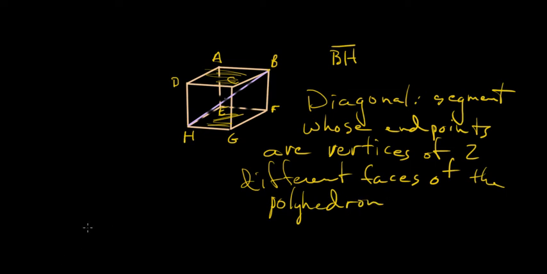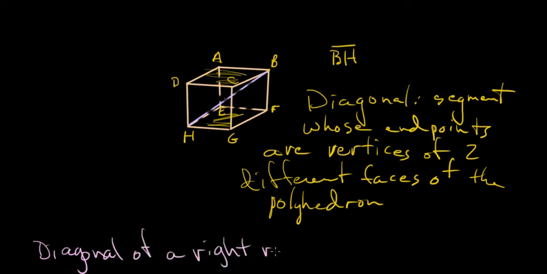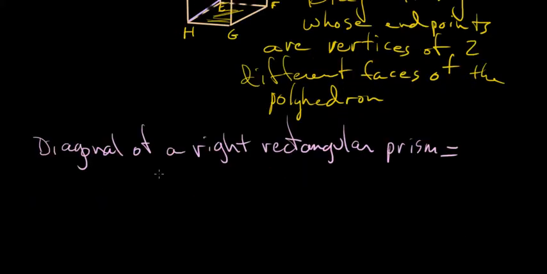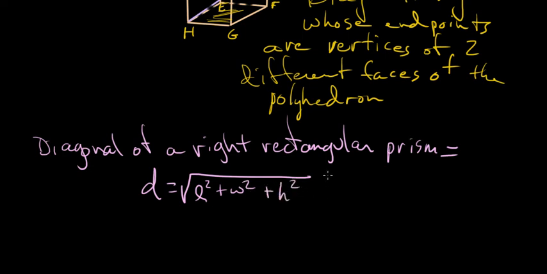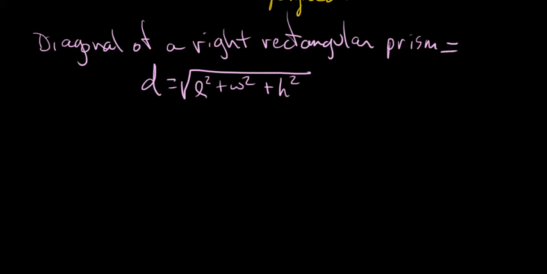And finally, we are going to write the diagonal of a right rectangular prism: D equals the square root of length squared plus width squared plus height squared. Well, what does that mean? It's very, very simple.